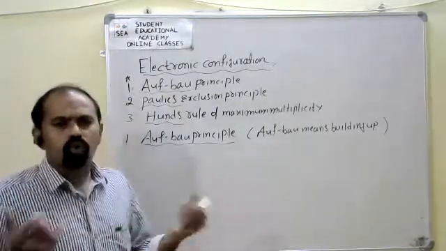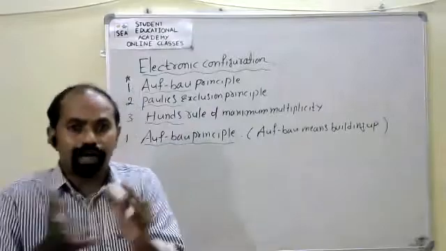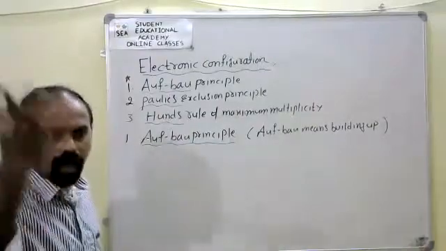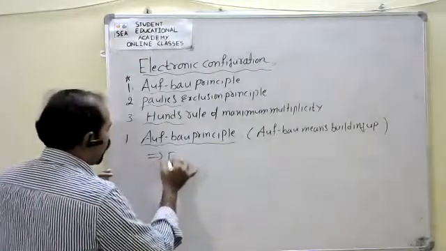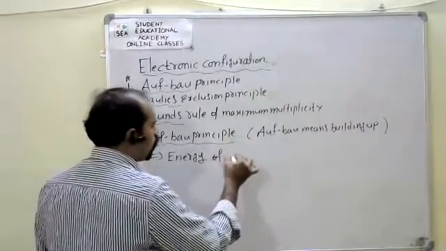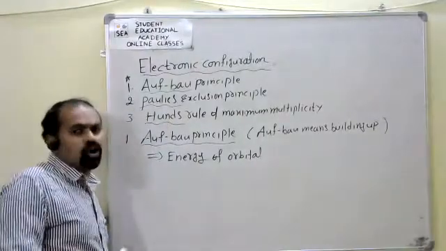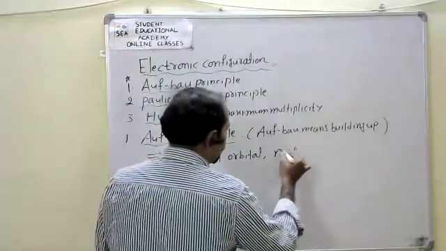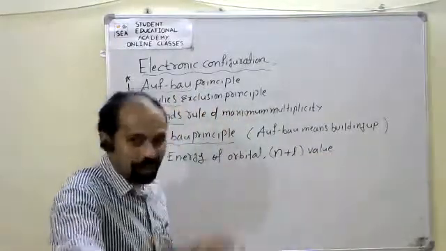Okay, sir, how to know the energy of an orbital? Which orbital is lowest energy? Which orbital is highest energy? How can we say the energy of the orbital? Very simple. The energy of an orbital depends on the n plus l value. This rule is also called the n plus l rule.